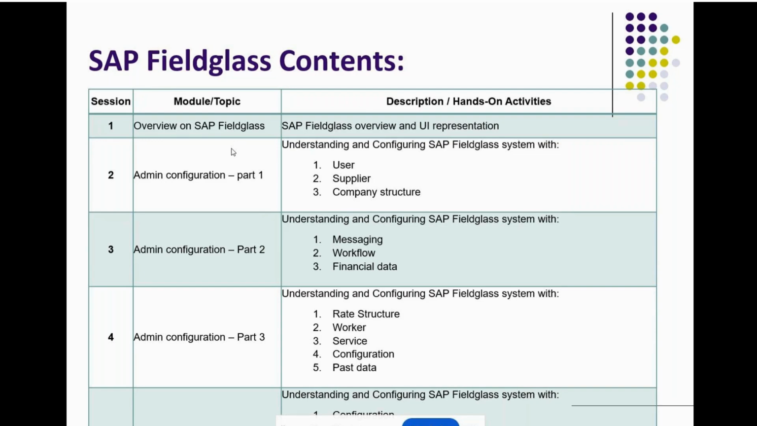Coming up to that point, SAP Fieldglass also handles financial data. In Admin Config Part 2, we will also be covering the financial data. What financial data is required in SAP Fieldglass? What data flows from SAP Fieldglass to any external systems, I can say the Ariba system or your FICO system? How you can procure that data, how you can use that data, and store that data. Everything will be covered in that.